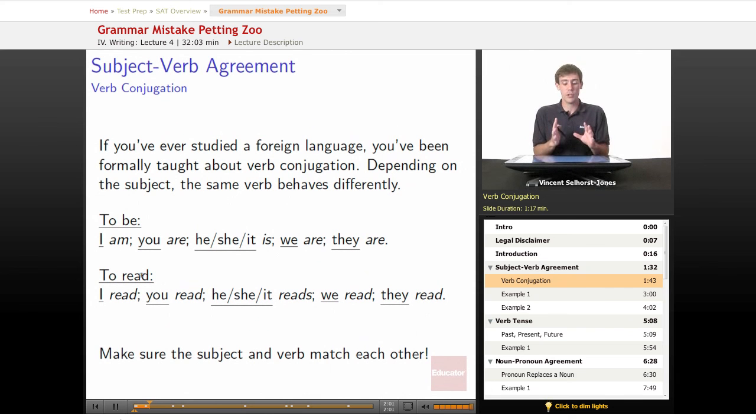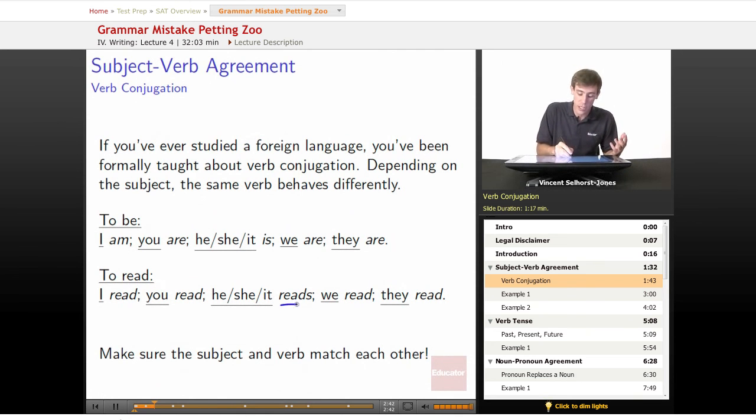Depending on the subject, the same verb behaves differently. This is what verb conjugation is. Depending on what the subject is, the verb will change, it will sort of metamorphose into a slightly different version. So for example, the verb to be: I am, you are, he, she, it is, we are, they are. In most of these cases, we see different versions of the word. So to be transforms into a different word. To be is a special case. It's an irregular verb, but even in the regular ones, we'll still see changes.